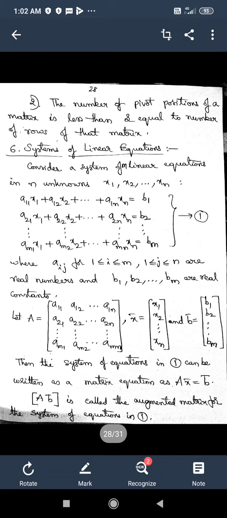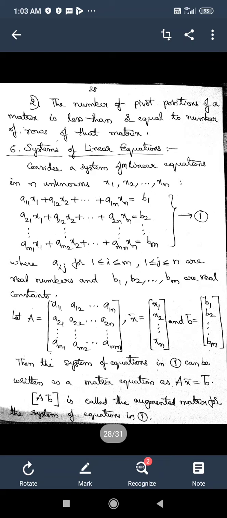And the second note says that the number of pivot positions of a matrix is less than or equal to the number of rows of that matrix. So the number of pivot positions is always less than or equal to the number of rows of that matrix.